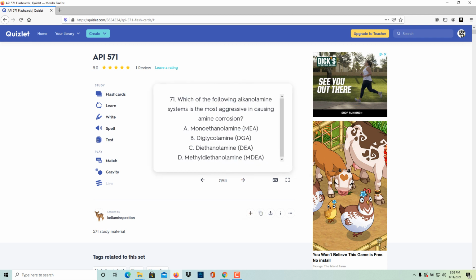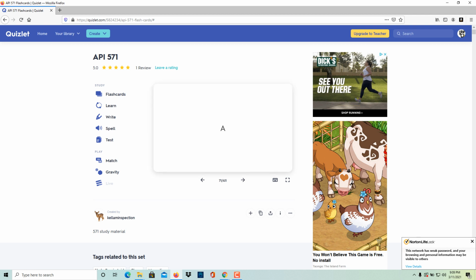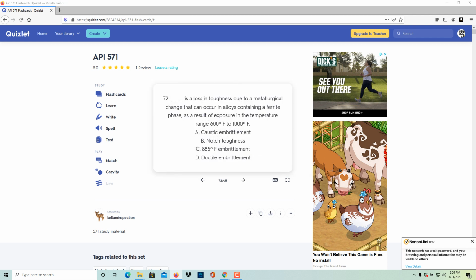Which of the following alkylamine systems is the most aggressive in causing amine corrosion? Most aggressive in amine corrosion. I know it's one of the M's. MEA maybe? A? Let's give this a go.